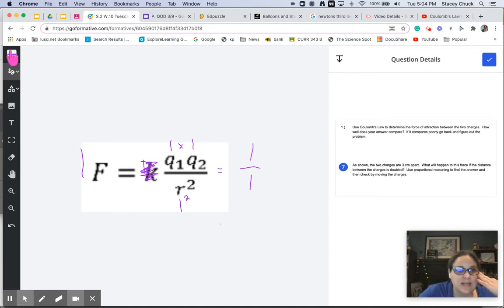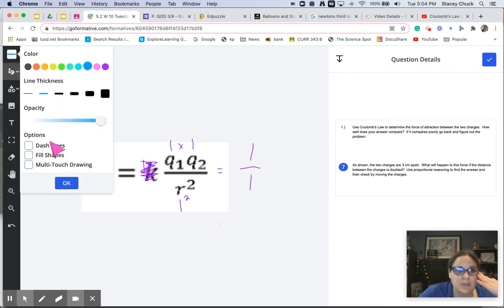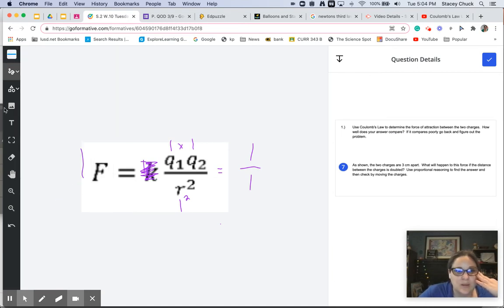I'm going to switch colors now so that you can see clearly what my second part's going to be. And I recommend that you do that as well when you're trying to answer your lab. Changing colors makes it clear what you did. Now it says we're going to double the distance. So the distance is down here, r squared. That's r stands for radius. Sometimes they say distance, sometimes it says radius, but it's the same thing. It's just how far apart they are.